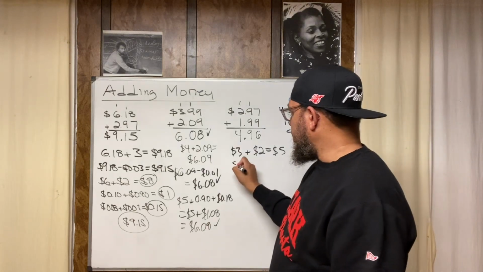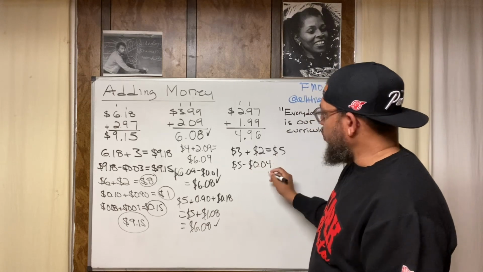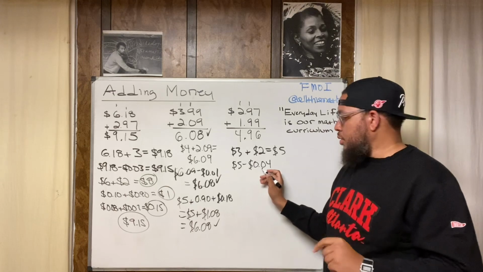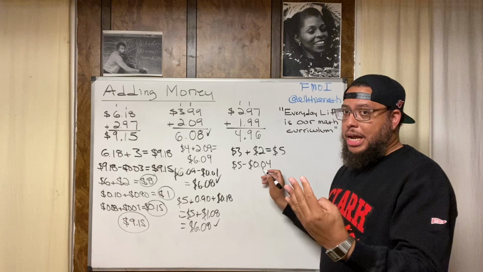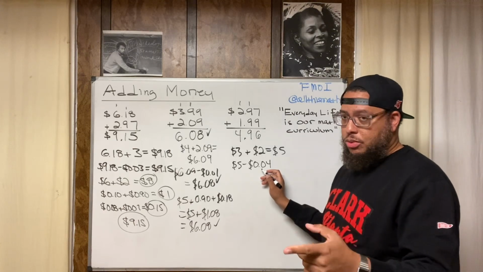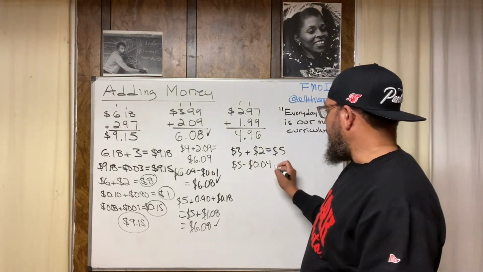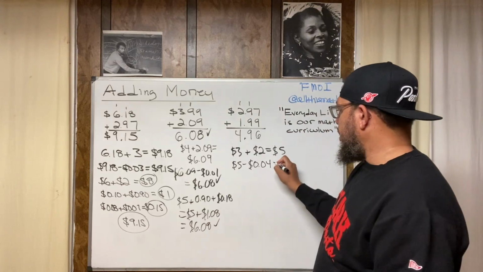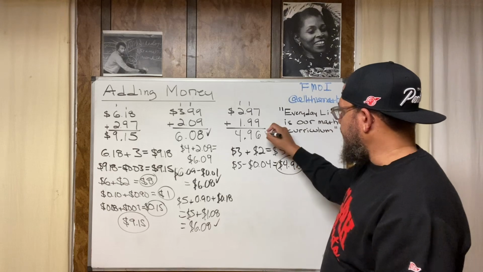So what's $5 minus 4 cents? Again, notice where the 4 is. 4 cents is not 0.4. 4 cents is 0.04. 0.4 is 40 cents, 4 dimes, or 8 nickels, or a quarter, a dime, and a nickel. 0.04 is 4 cents. So if I got $5 and I take away 4 pennies, I'm left with $4.96, just like we had up here.